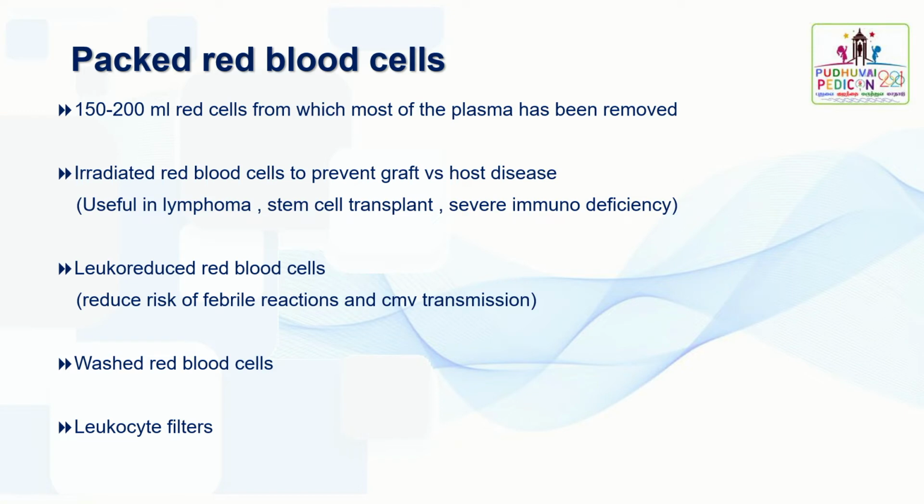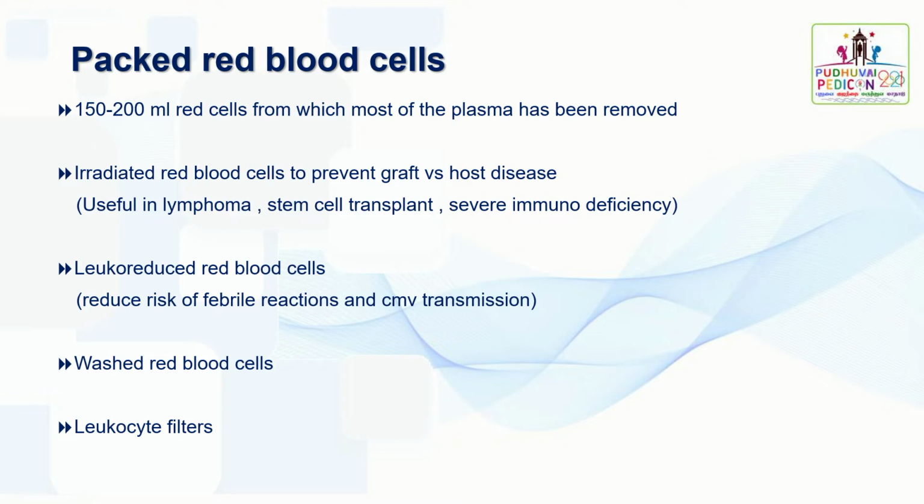Coming on to the packed red blood cells. Around 150 to 200 ml of packed RBCs are present in 1 unit of PRBC. It is the most commonly used blood product nowadays. You can use irradiated red blood cells if available. It is available only in a few centers, to prevent graft versus host disease. It is useful in lymphoma, stem cell transplant, and also in severe immunodeficiency disorders.